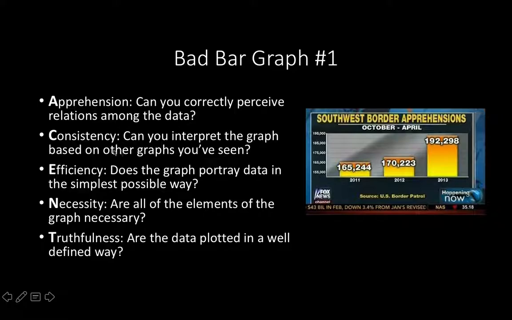So can you interpret the graph based on other graphs you've seen? No, because 0 is normally there. Does it portray data in the simplest possible way? No. Are the elements necessary? Boy, I can't tell. Are the data plotted in a well-defined and truthful way? And I think this is probably the biggest thing that they did wrong here.